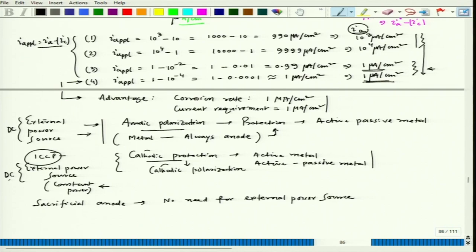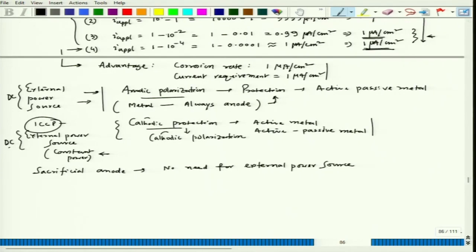AC we cannot apply, because in the case of anodic polarization, we need to send positive current to the metal all the time. In the case of cathodic protection, ICCP, we need to send negative current, or electrons, to the metal for protection. So we cannot switch the polarity. So these are two basic differences as far as the mechanism goes. We will discuss more on how the arrangement is done and in what situations we should use anodic polarization and cathodic polarization as we go ahead.